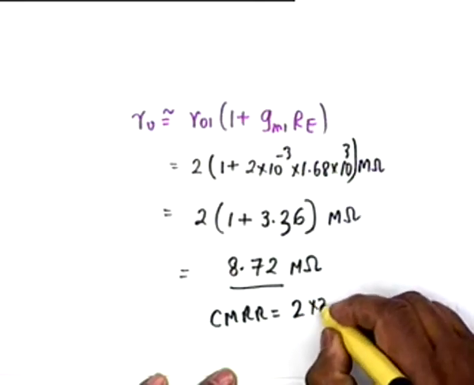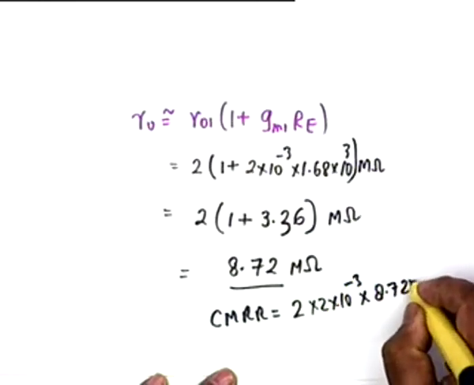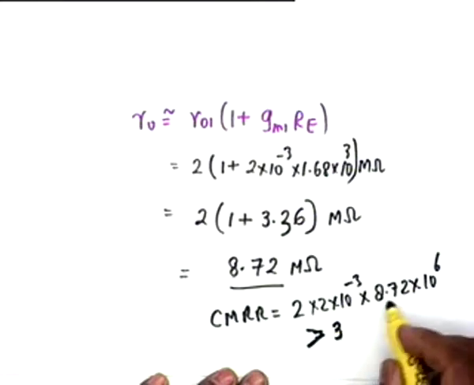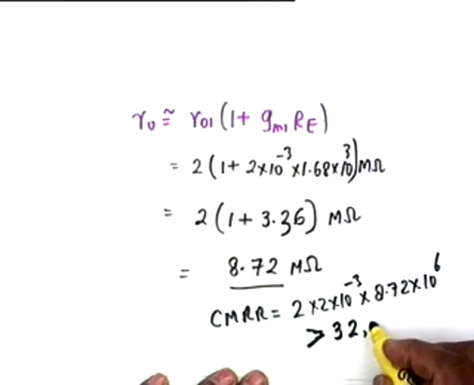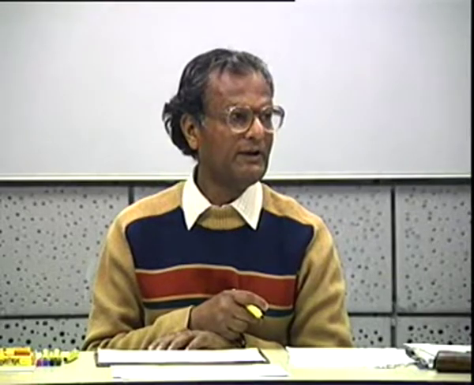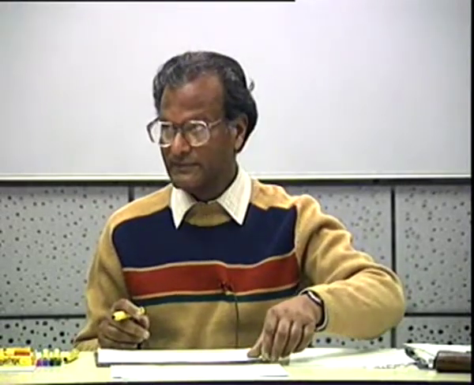GM is 2 times 10 to the minus 3 multiplied by 8.72 times 10 to the 6. So how much does this become? Greater than 32,000. Okay, a very large CMRR, and this is why. And GM is of which transistor?